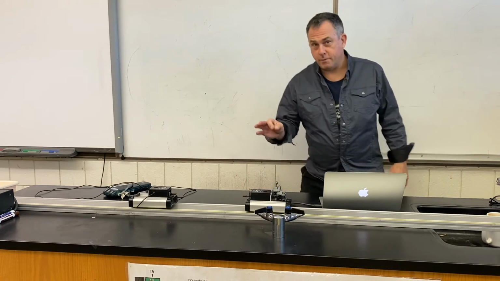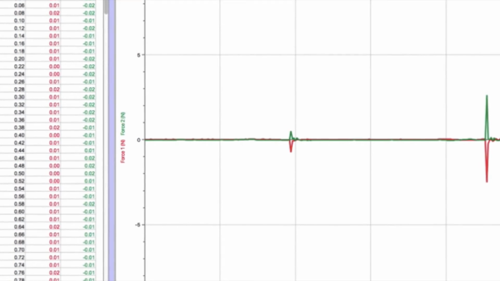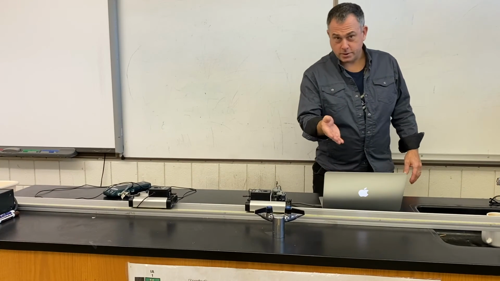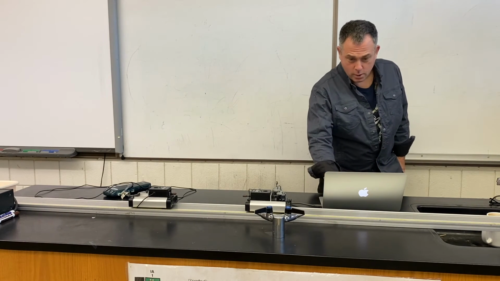Two cars of very different masses hitting each other. And there's the result. Forces occur in pairs. For every action force, there's an equal and opposite reaction force. There's no way around that. Okay? We'll take one more look.